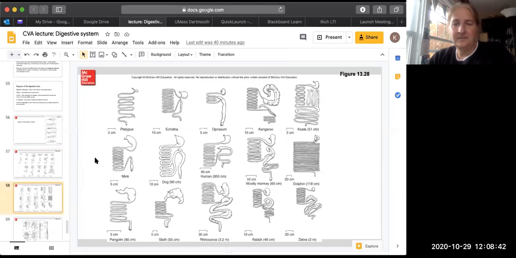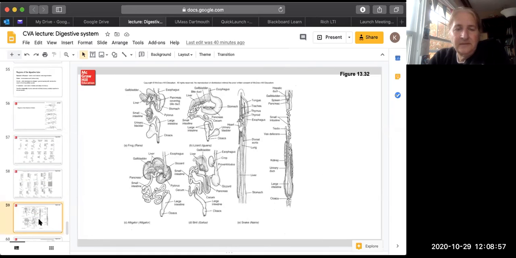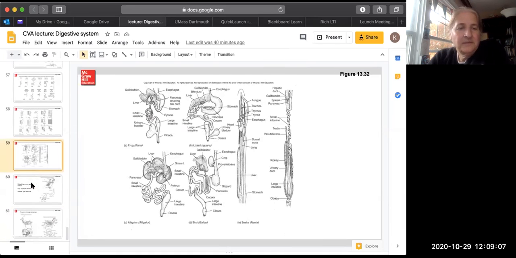And here are some mammals. So you start to see how much more length you get in the small intestine in some of these mammals. And this is just showing some of the associated organs and where they show up: gallbladders, livers, pancreas. This is all from your book.